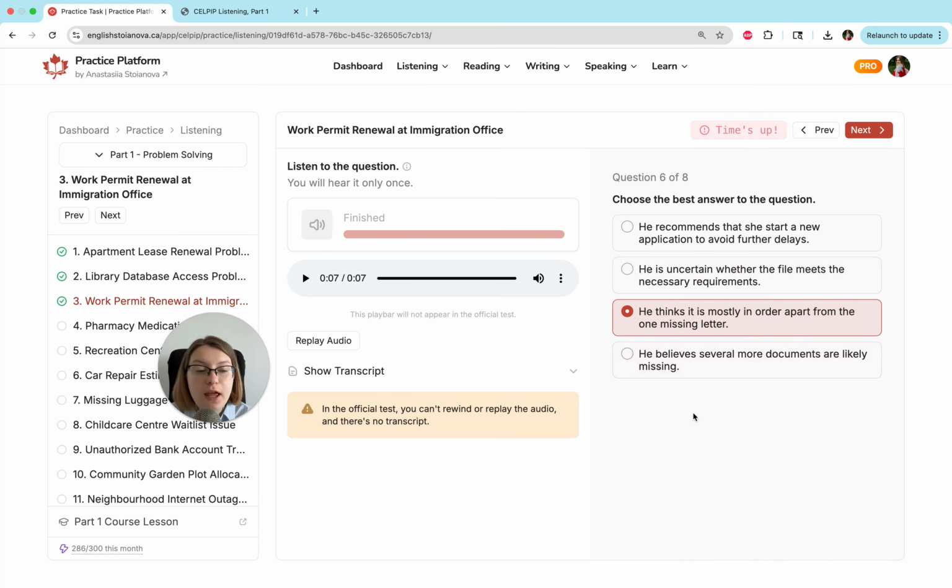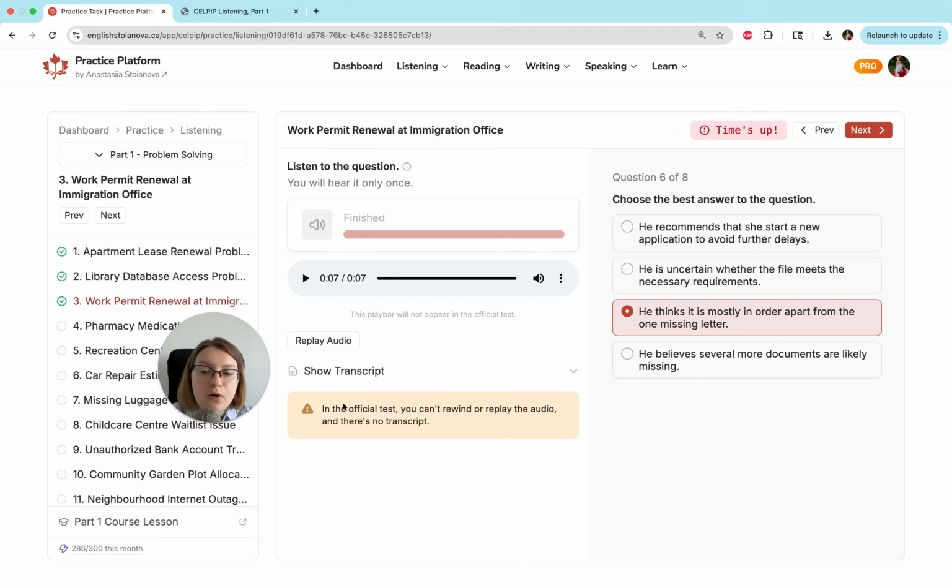And sometimes we have tricky options, yeah? Like this one, he's uncertain whether the file meets the necessary requirements. This one is too general. If we have something that's more specific and that is related to what we have just listened to, you gotta choose the one that's more specific, yes, over the more general option.